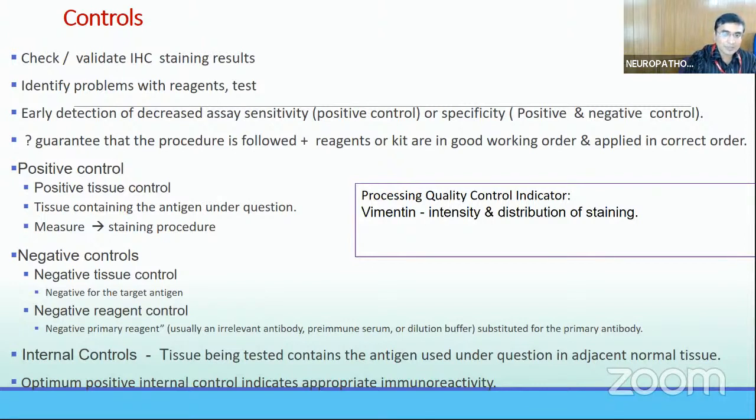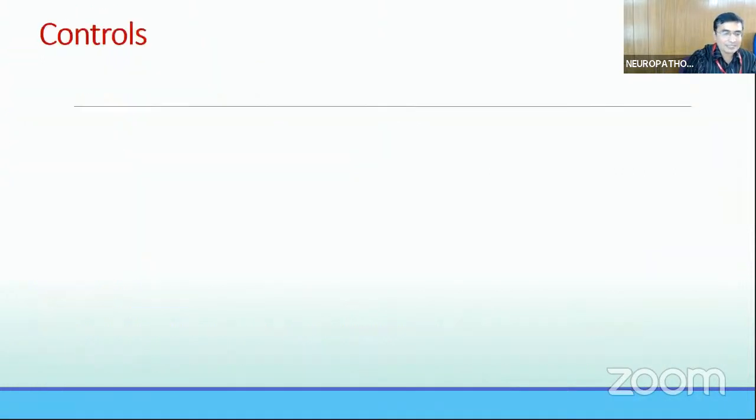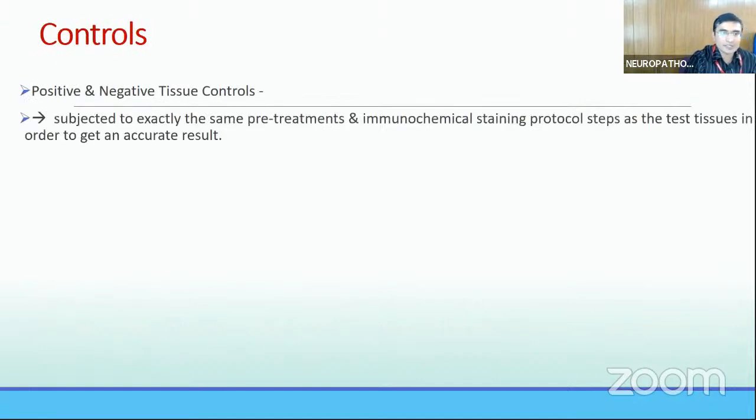And one more important thing to test for good fixation processing is this one. There is a quality control used for processing. An indicator for testing the processing would be Vimentin, which helps in assessing the fixation alteration.